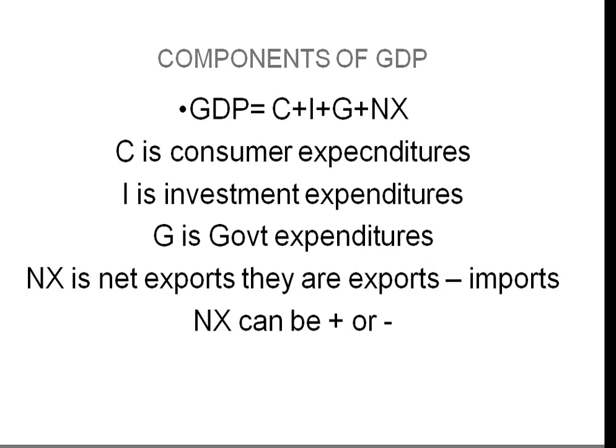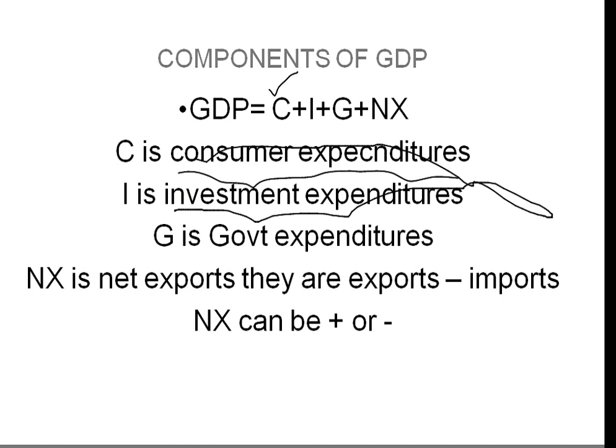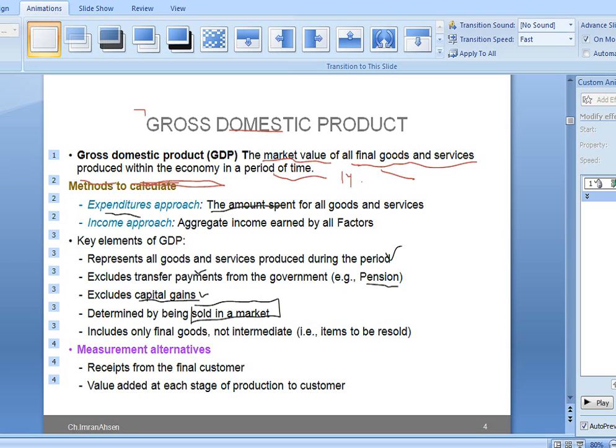Components of GDP. There are 4 components you have already heard about. GDP is equal to C plus I plus G plus NX. C is the consumer expenditure which we make as households. We buy kitchen items, clothes, shoes, grocery items and other things. That is C. I is investment expenditure made by business people. That can be government investment or private investment. So this is I, investment expenditure.